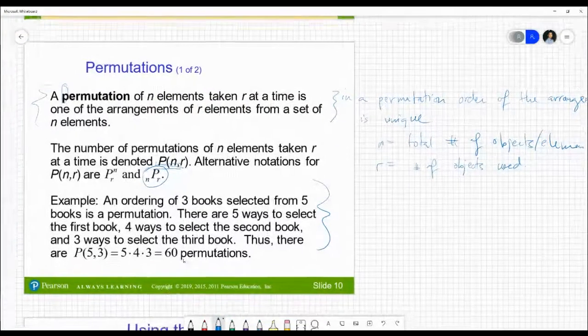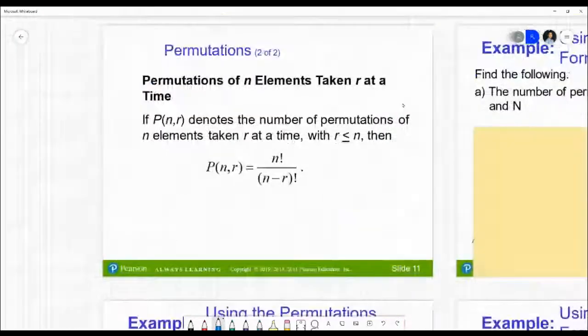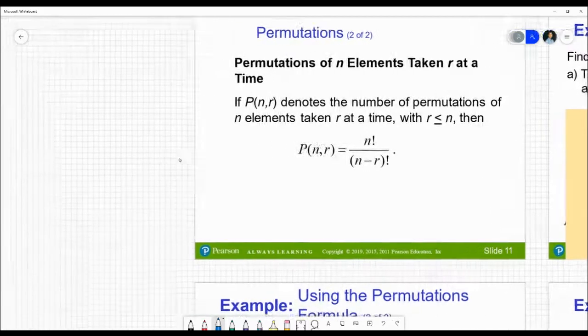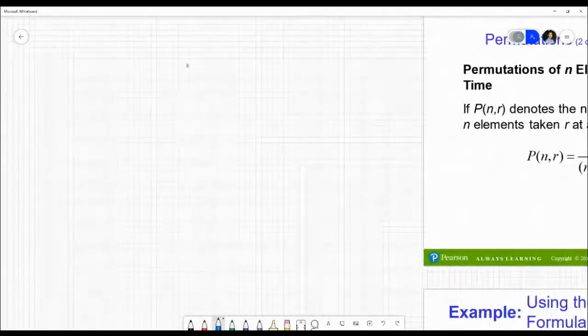So let's look at the formula for it. The formula is n factorial divided by n minus r factorial. Before we get there, let me help you with simplifying factorials.